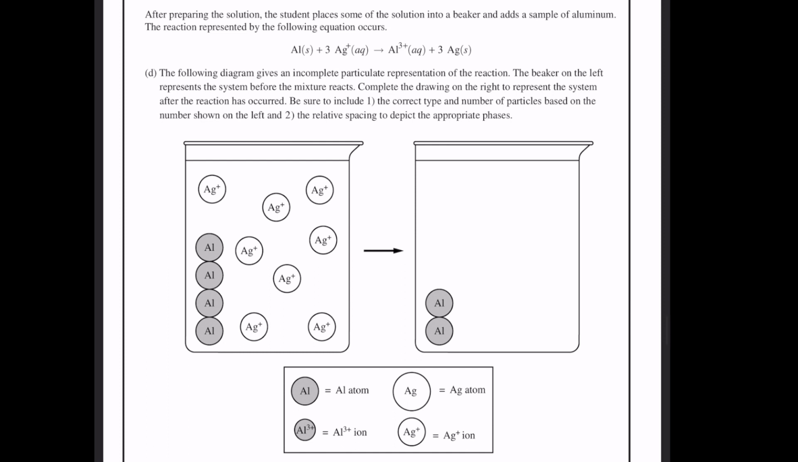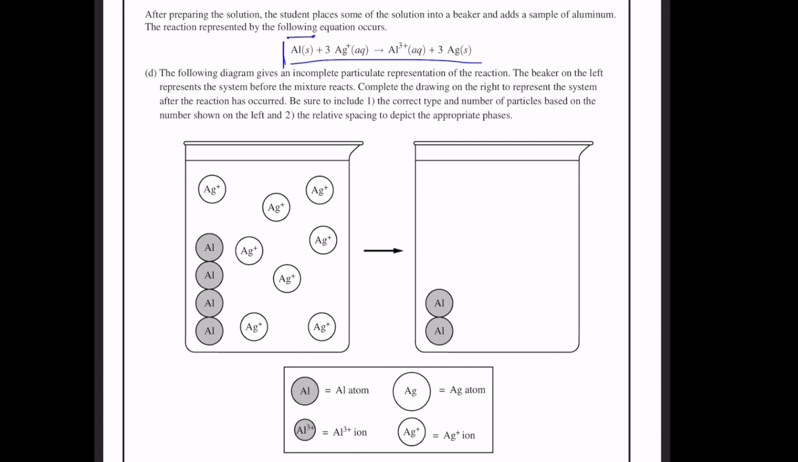So now part D gives a reaction with the solution that we made in the previous part, and now adds a sample of aluminum to it in order to have the reaction. And in part D, they have this particular diagram, and then they want to know basically what the product side of the reaction is going to look like given this many particles in the reactants.